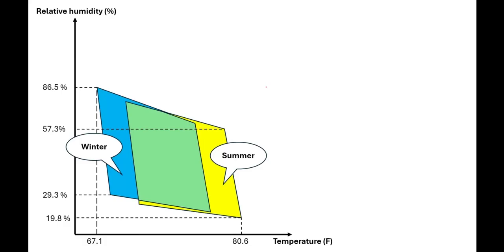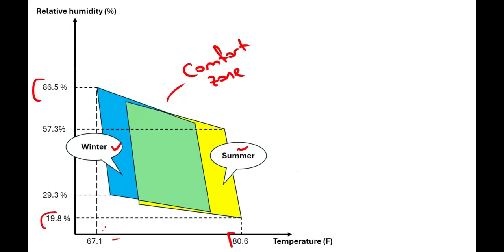Okay, so I will give you one example here, the comfort zone. We have the humidity here, and then we have the temperature. As you can see, the comfort zone for the temperature range is 67 up to 80, but for humidity it is from 20% to 68%, depending on whether it is winter or summer.